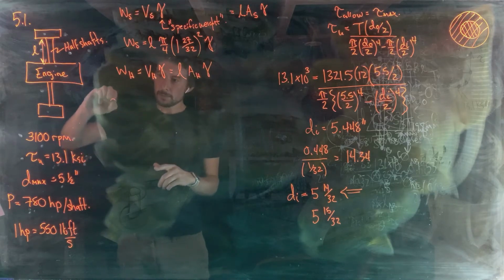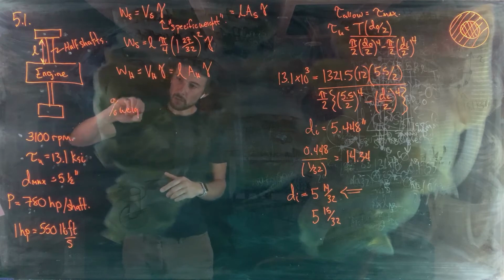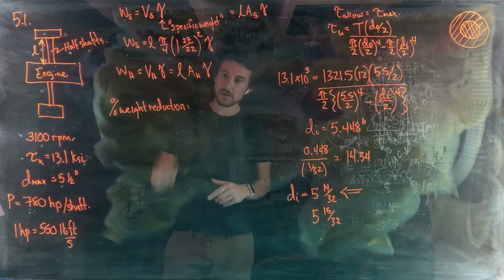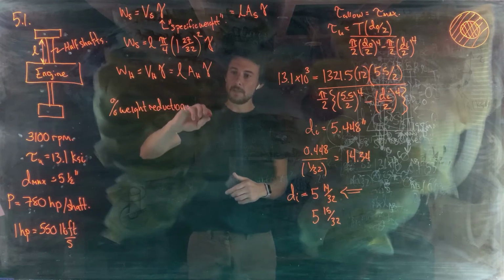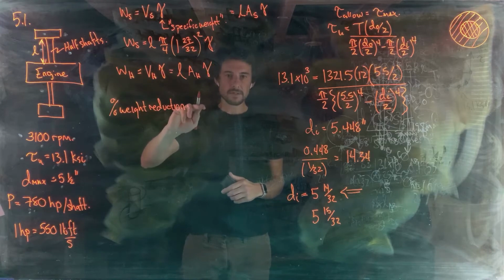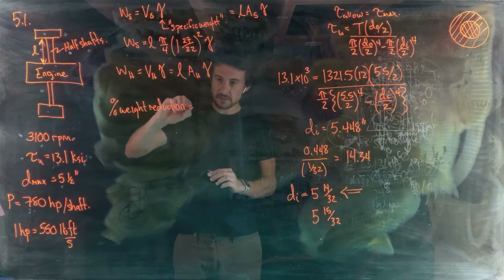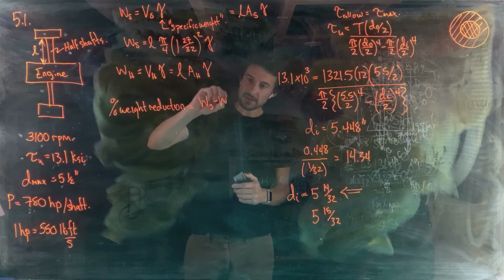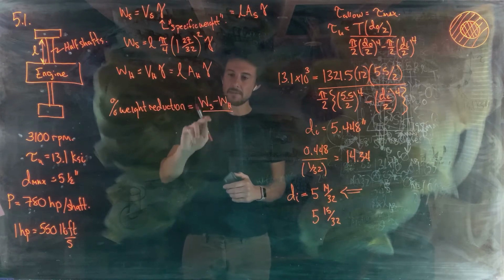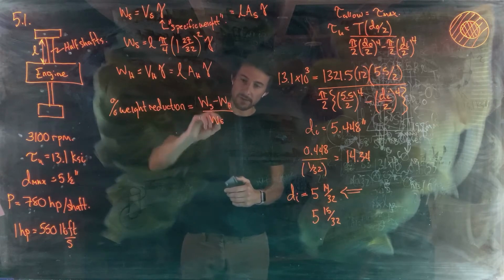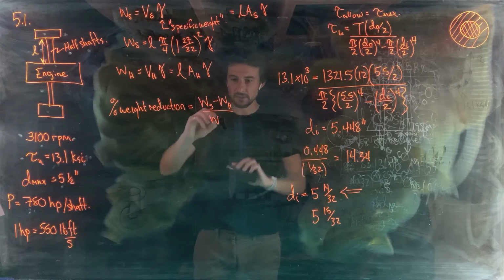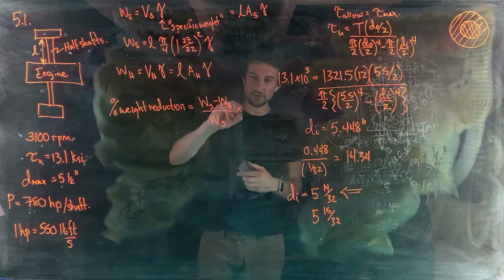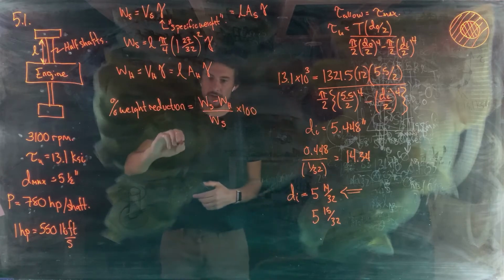So when we look at percent weight reduction, right here, we want the difference in the weights, right, between hollow and solid. So the weight of the solid shaft minus the weight of the hollow shaft divided by the weight of the solid shaft is the original comparison that we want to make. So we're comparing the difference between these two to the original, and then we'll multiply that by 100.